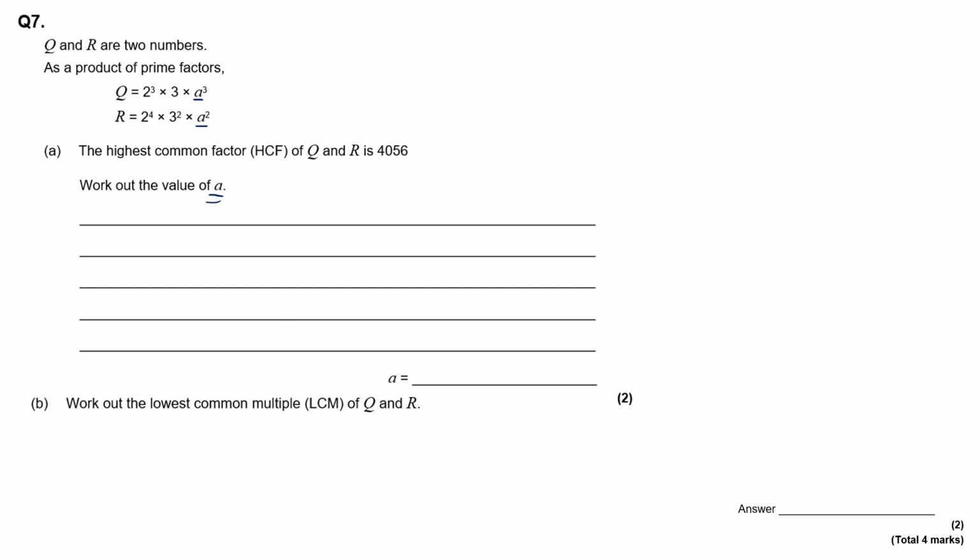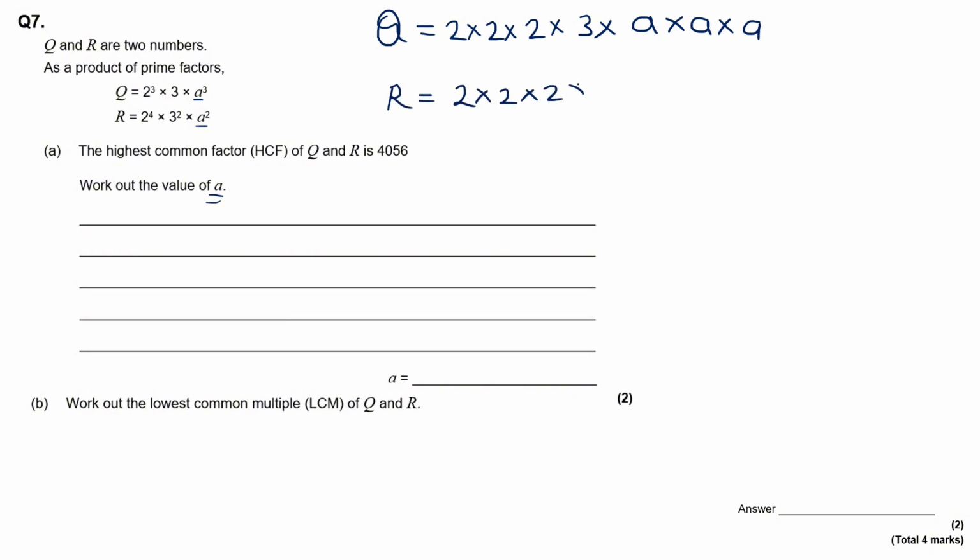Okay, we find the highest common factor by using the common prime factors that came up on both sides. There are 3 2's here and 4 2's here, and 3 of those are common for both sides. You could even write it down like this, which might make more sense for everyone. 2 times 2 times 2 times 3 times A times A times A, and R is going to be 2 times 2 times 2 times 2 times 3 times 3 times A times A. You don't have to do this, guys. I'm just writing it down like this so you can visually see what's happening.